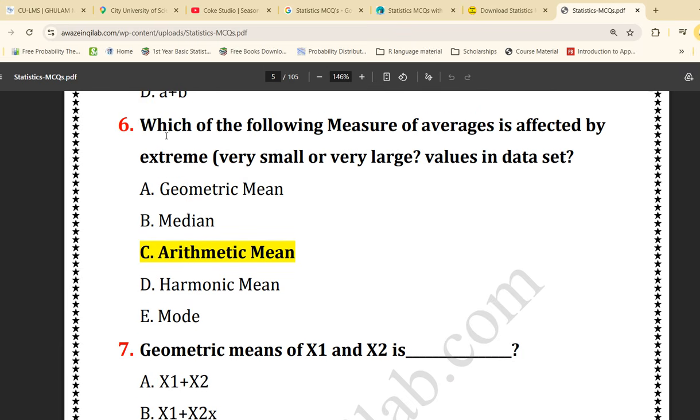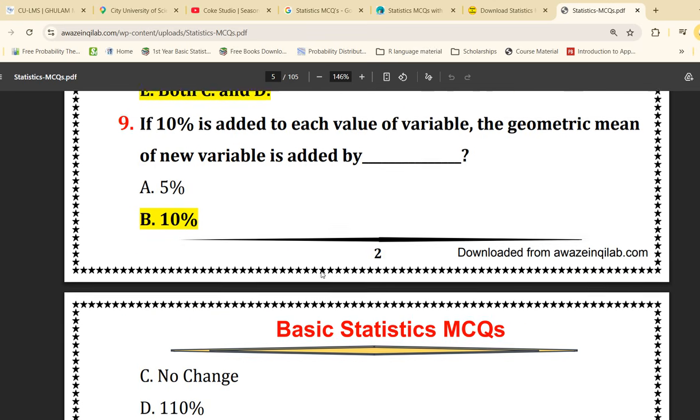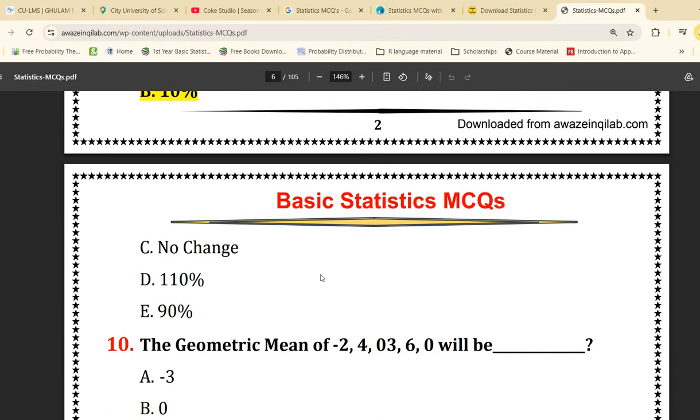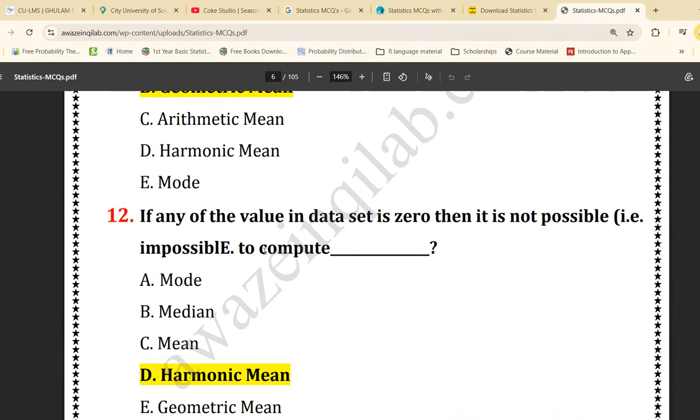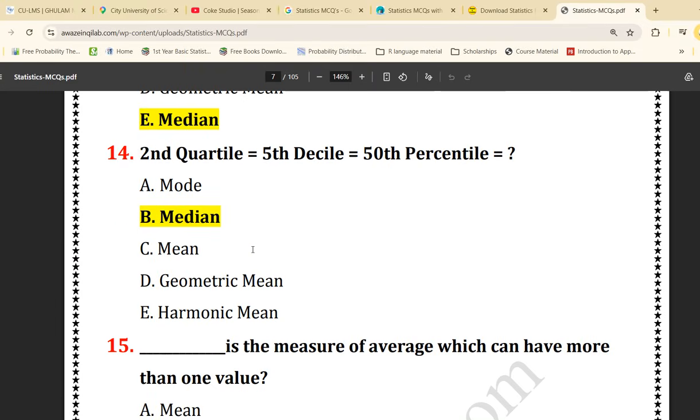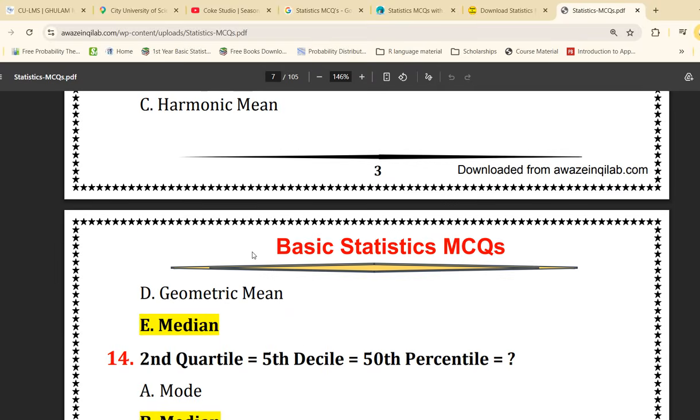Or check the question: which of the following measures of average is affected by extreme values? All of you know that is the arithmetic mean. So such types of questions I'm going to add in the mid exam. Now this is about geometric mean. These are all questions about measures of central tendency.